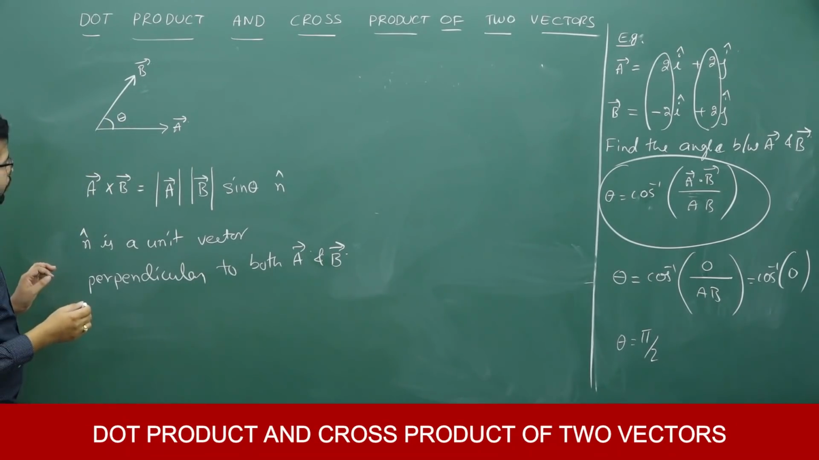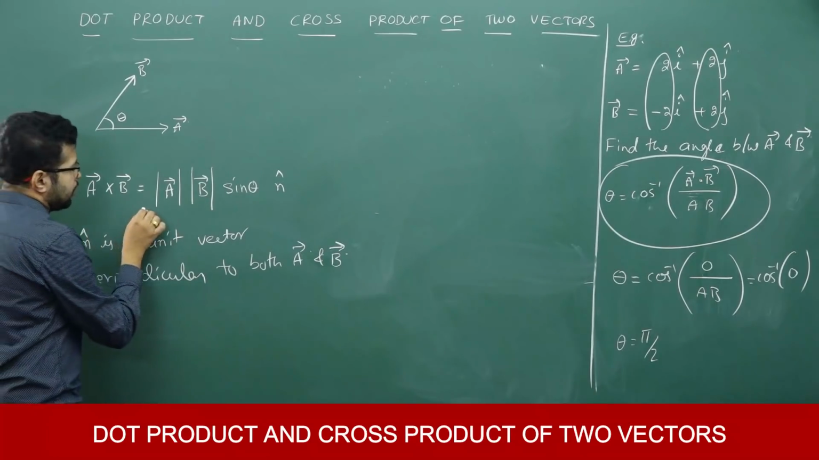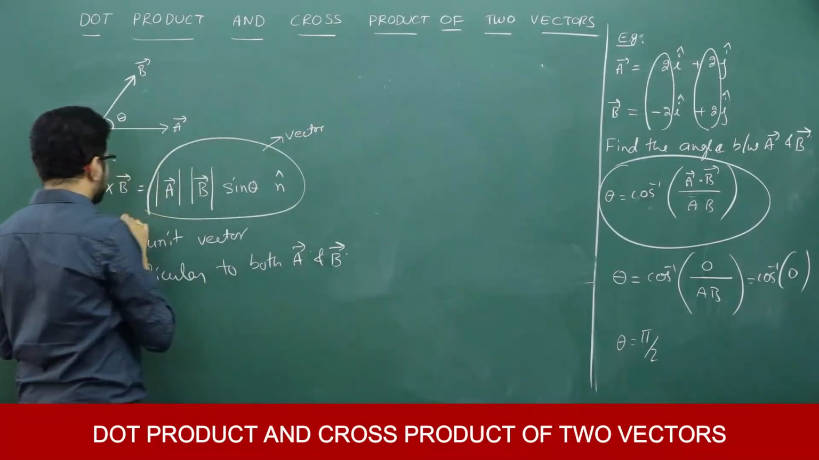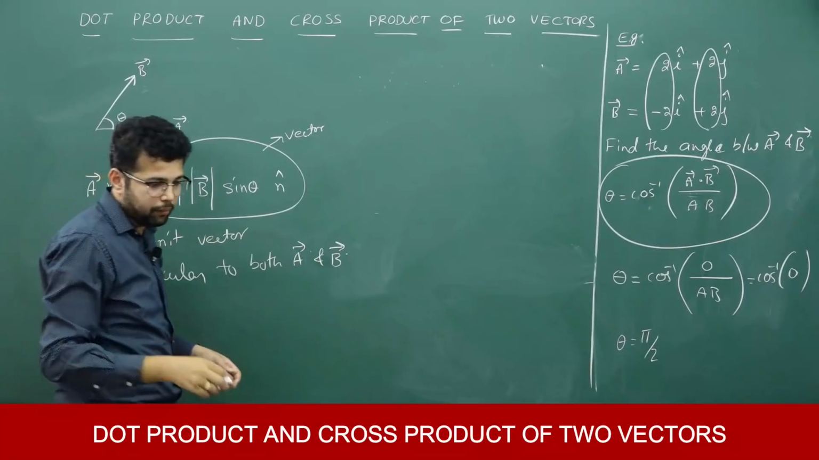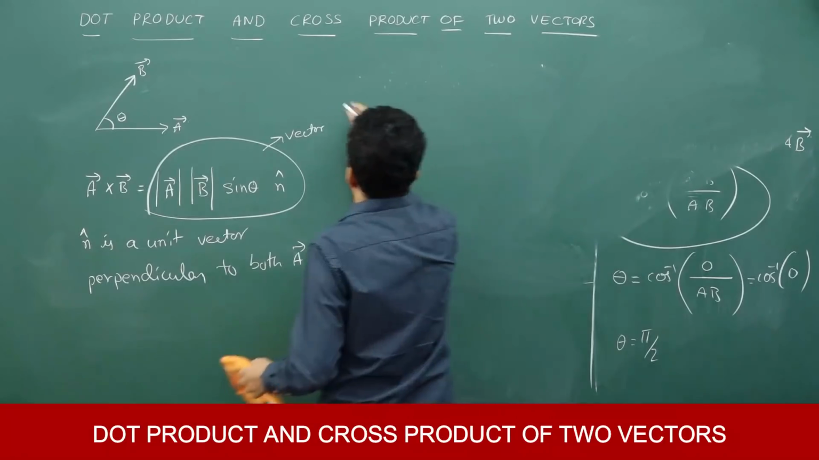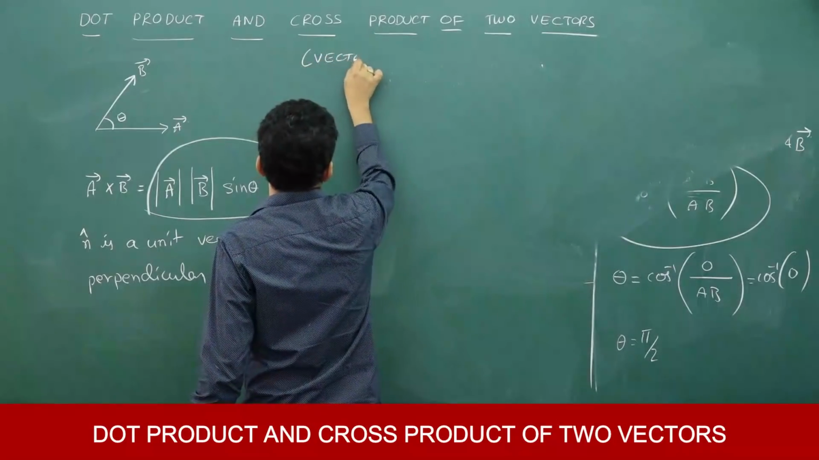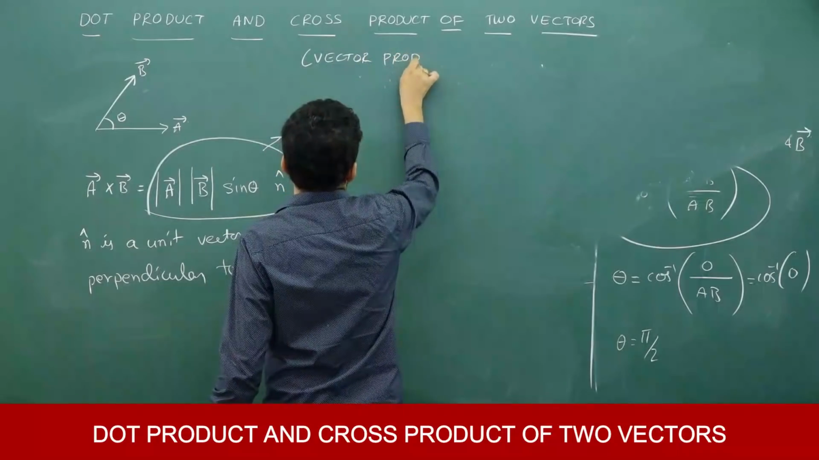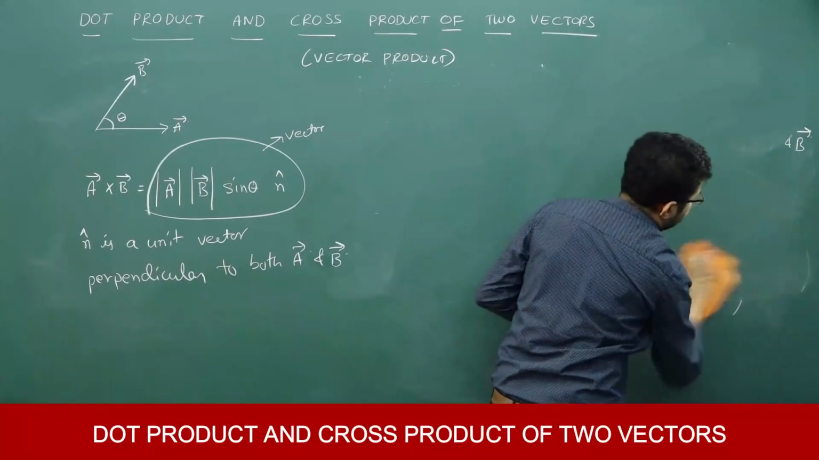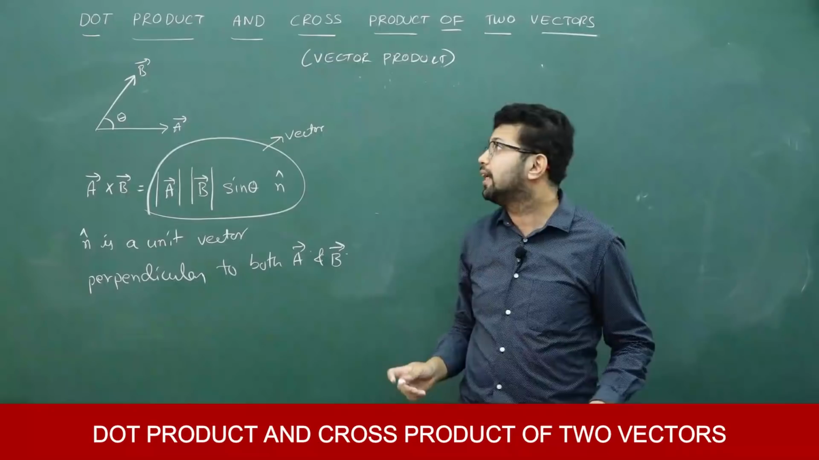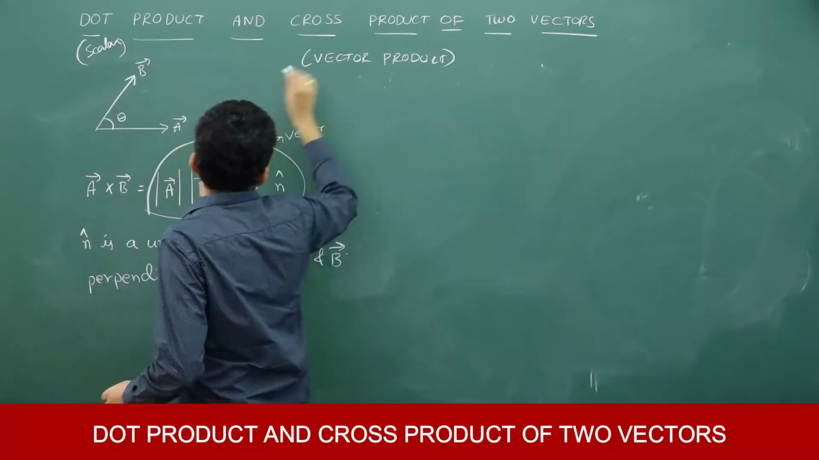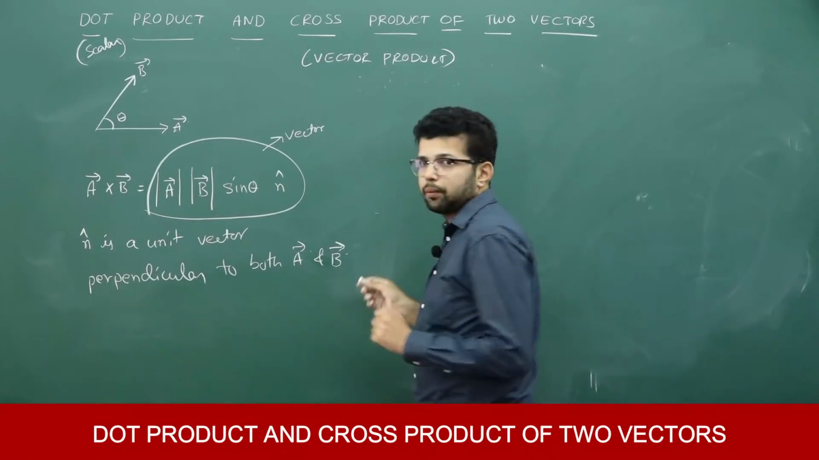Okay. So, if you see, A cross B is also a vector. A is a vector, B is a vector, A cross B is also a vector. So, therefore, the cross product of two vectors, we call it the vector product. The product is a vector, correct? The dot product of two vectors, we call it a scalar product. This is scalar. The cross product of two vectors is known as the vector product.